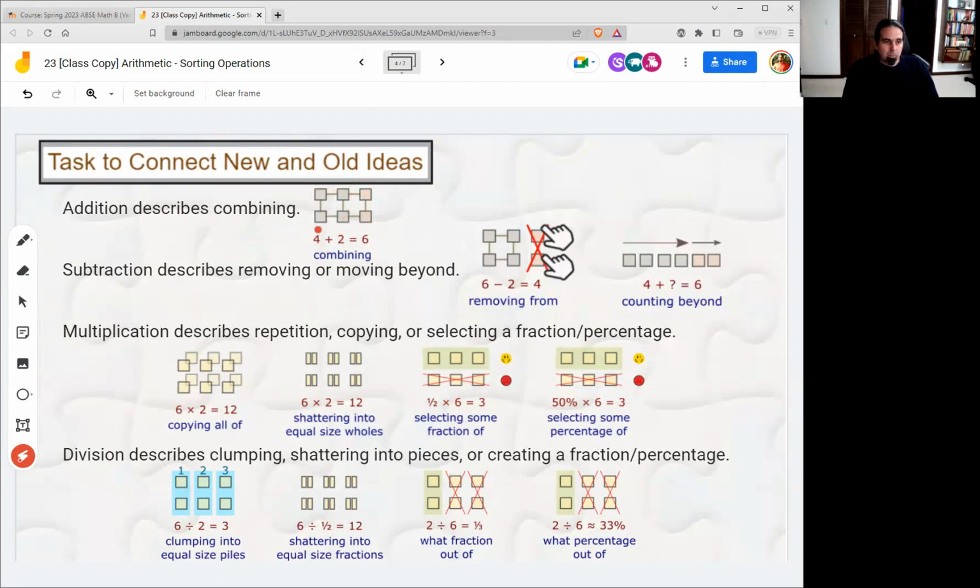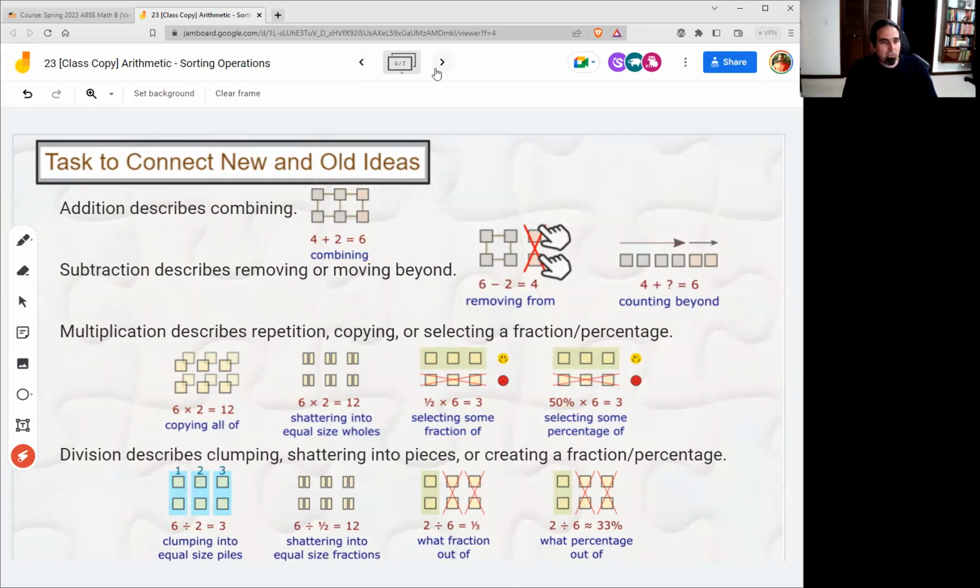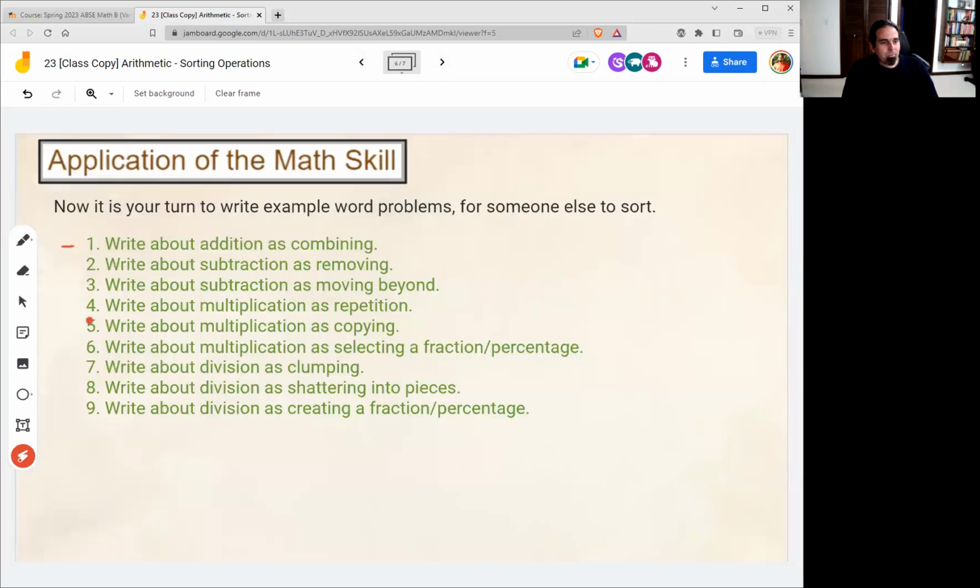My son starts babysitting. 1 week he earns $45. The next week he earns $15. How much has he earned babysitting so far? There we go. That's my problem. And just go through all 9 of these verbs and try and make a word problem for each of them.